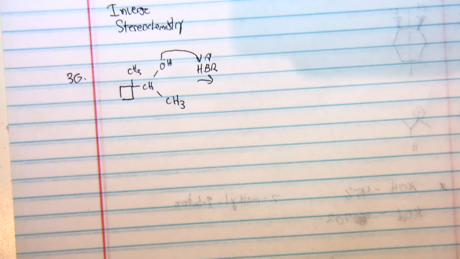If you look at our choices, is the OH still there in any of our answer choices? No, right? And what's there instead? A bromine, right? So that's going to be a substitution reaction. So we're trying to figure out what is going to happen.